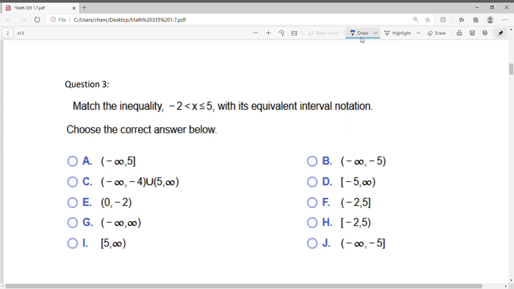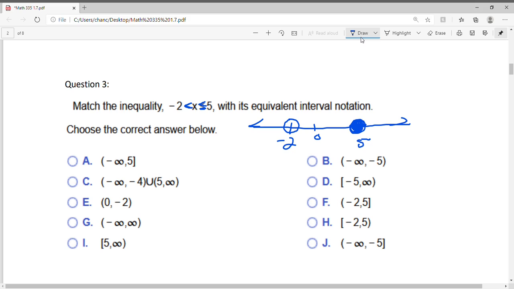Question 3. Match the inequality with its equivalent interval notation. In this case, I can draw my number line again. I have a -2 here. That's an open circle because it's just a less than. And this is a less than or equal here on the right. So we have 5 on the right. And that's going to be a closed circle because of that equal sign.